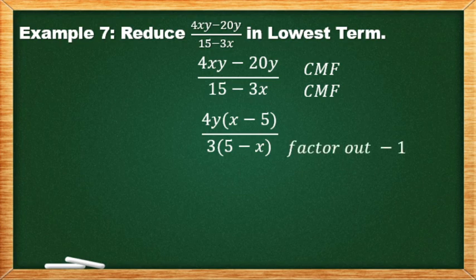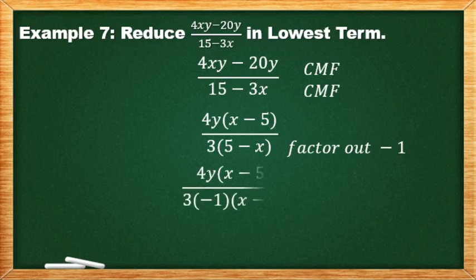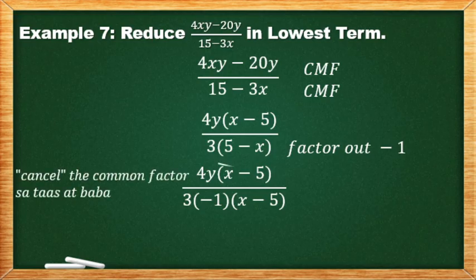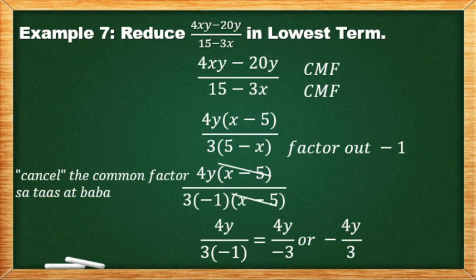Factored out lang natin yung negative 1 sa baba. So, mangyayari, interchange sa positions. So, may ganyan. Pero, andyan yung negative 1 pa rin. So, we can cancel x minus 5. X minus 5. Ang natira? 4y all over 3 times negative 1, which is equal to 4y over negative 3, or negative 4y over 3.